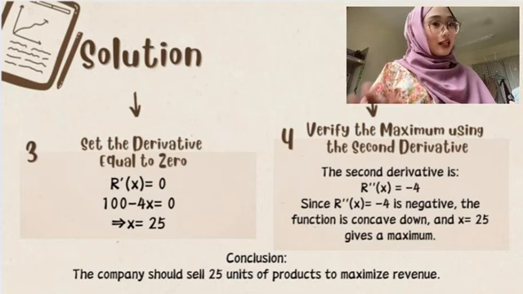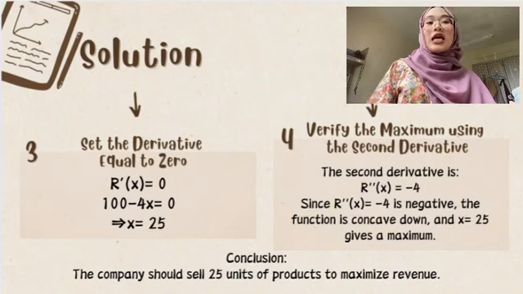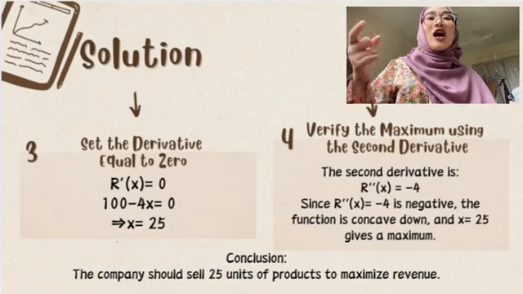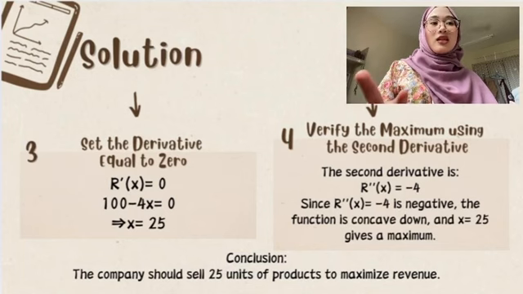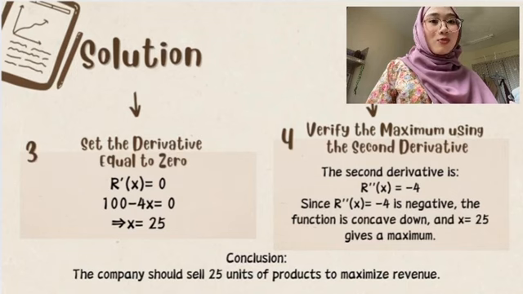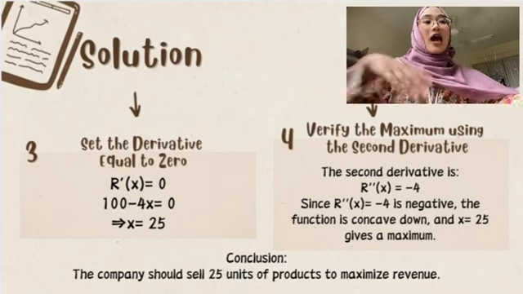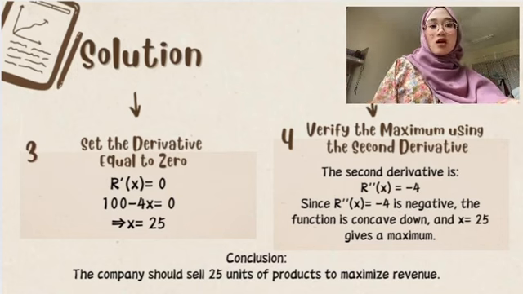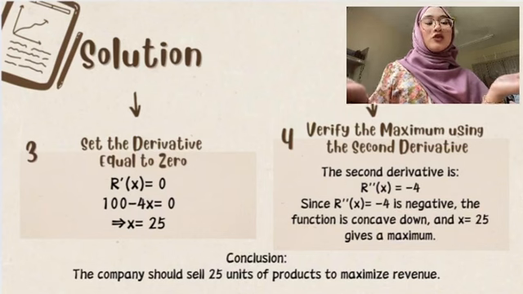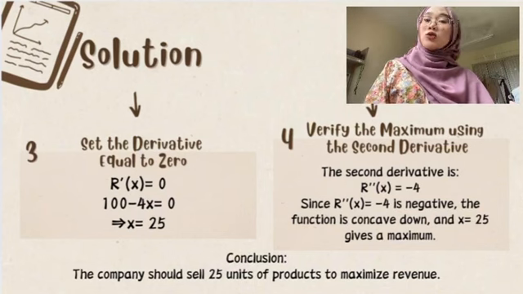Number 4, which is the last one, is verifying the maximum using the second derivative. So for the second derivative of R, we differentiate R two times and we will get negative 4. Since R'' is equal to negative 4, which is negative, the function is concave down and x equal to 25 gives a maximum. As for the conclusion, the company should sell 25 units of product to maximize revenue.